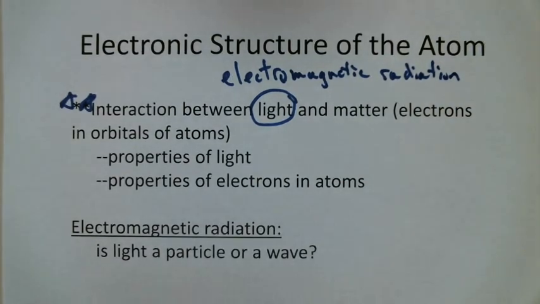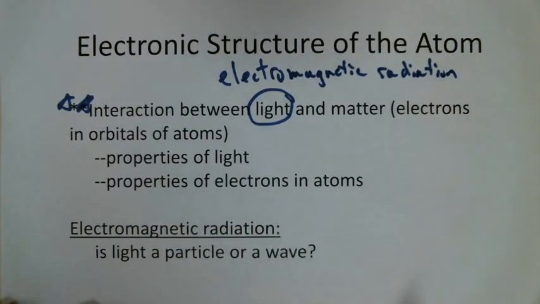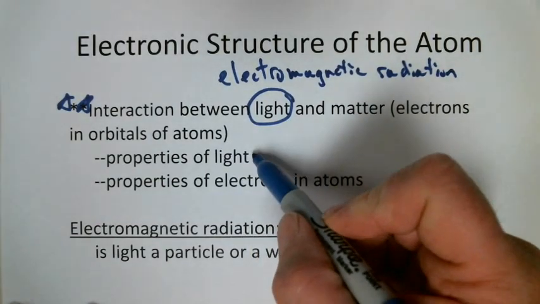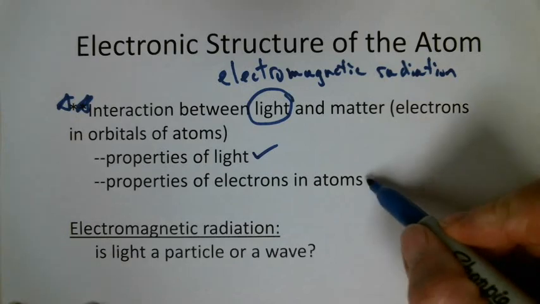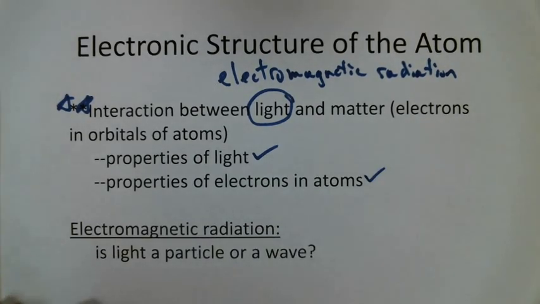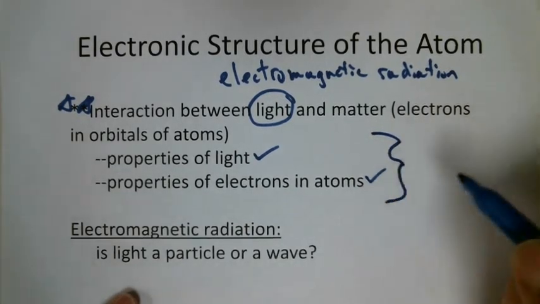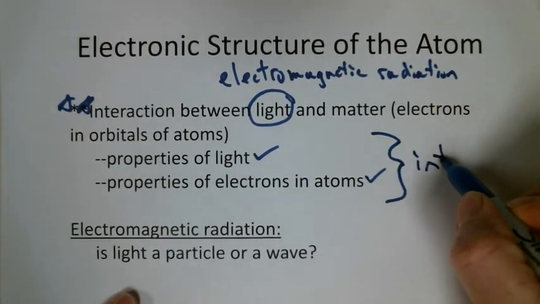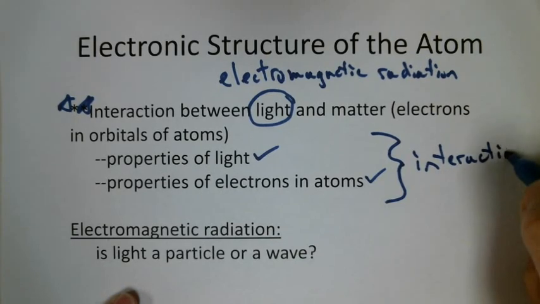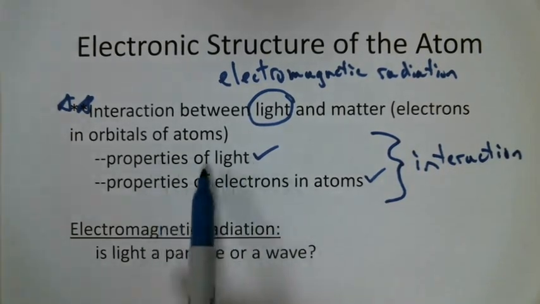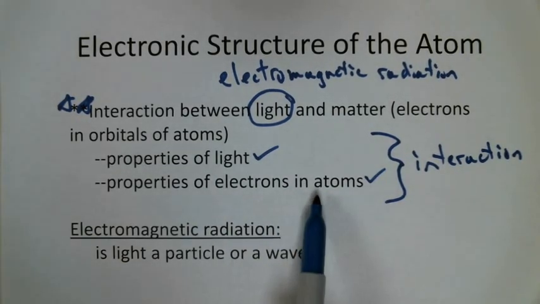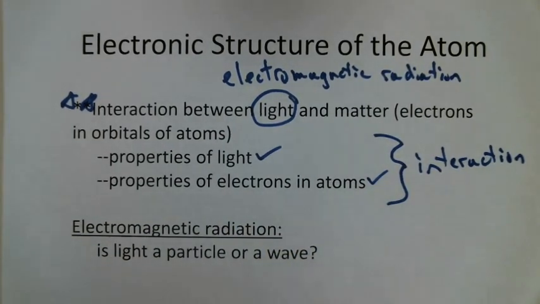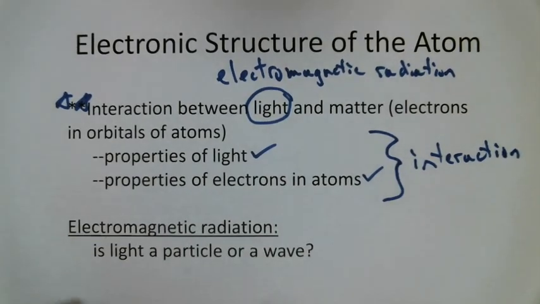And so in order to understand this interaction, we need to understand a little bit about the properties of light, and then a little bit about the properties of electrons in atoms, or the orbitals and electron configurations. By understanding those two things, we can then come to understand how they interact. And in fact, it was through the interaction of light with the electrons in atoms that they figured out the orbitals.